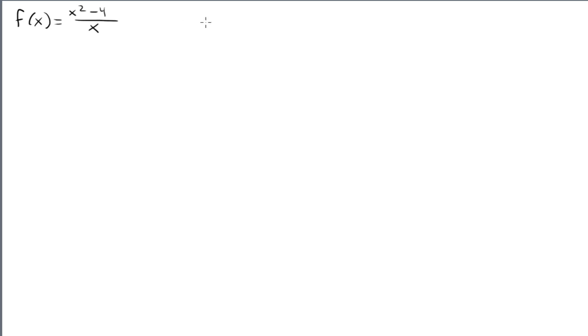If we take x and divide it into x squared minus 4, x divides into x squared plus 0x, so that's x. Bring down the 0, then bring down the minus 4, and we get a remainder of minus 4. It turns into x minus 4 over x. We get rid of that remainder, and instead we look at just this. We kick off the remainder.